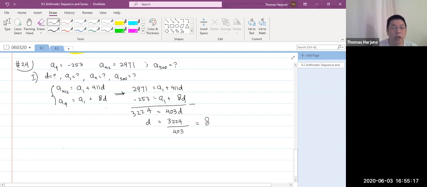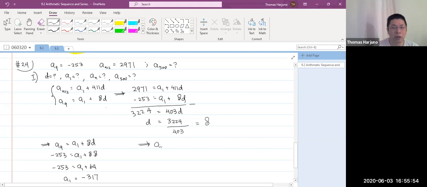Now maybe I use a sub 9. So I plug that into a sub 9 equals the first term plus 8d, right? So negative 253 equals the first term plus 8 times 8, which is 64. So our first term will be negative 317.